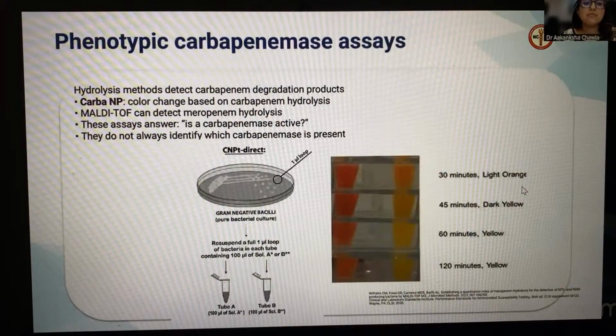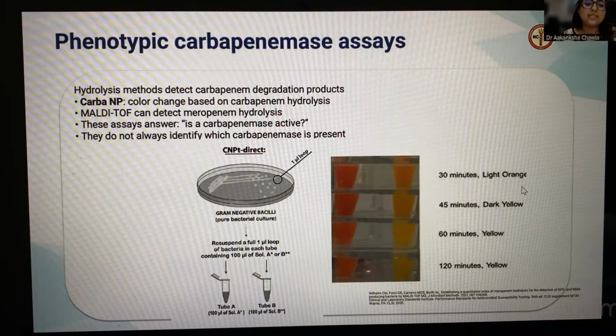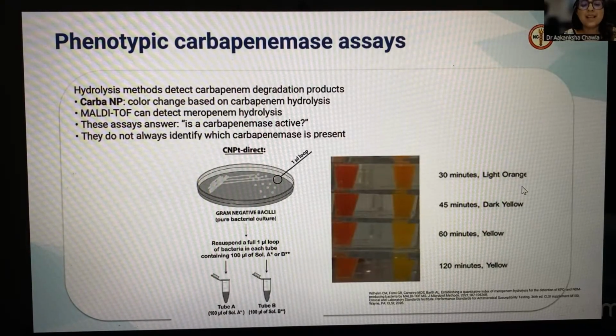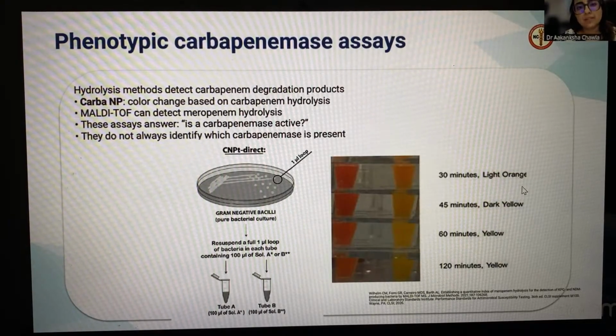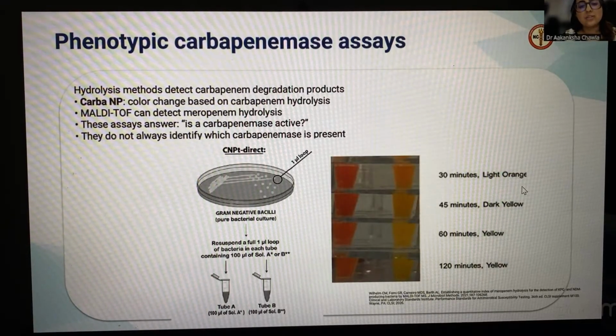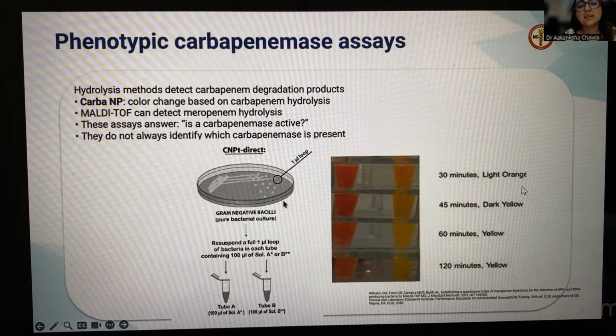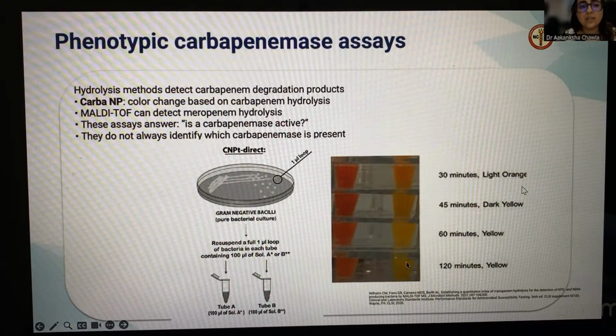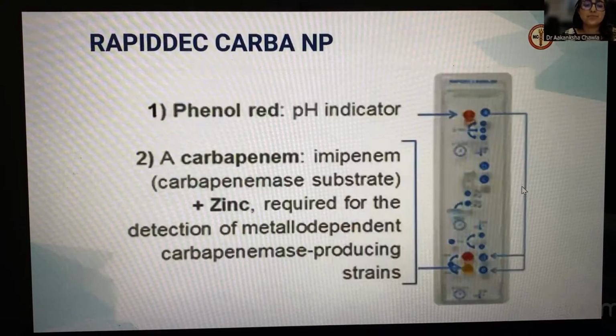So, beginning with the phenotypic carbapenemase assay, the CARBA-NP that I just told you about. Now this would detect the presence of carbapenemase activity. This would not detect which carbapenemase, which gene. It is basically based on color change: as the carbapenemase hydrolyzes the substrate, the color changes to yellow, and it detects the presence of carbapenemase activity. But which gene is responsible for the resistance, it will not tell you.